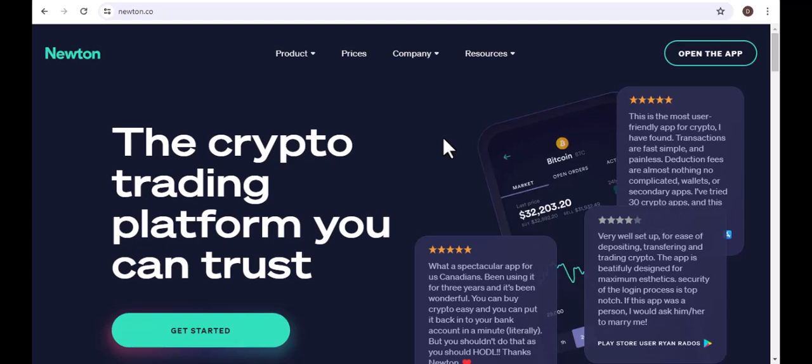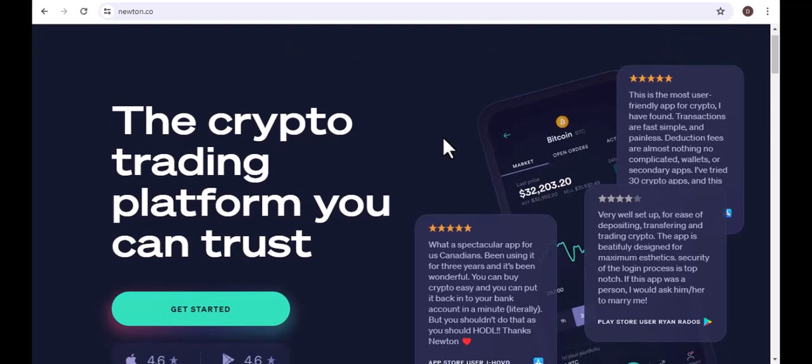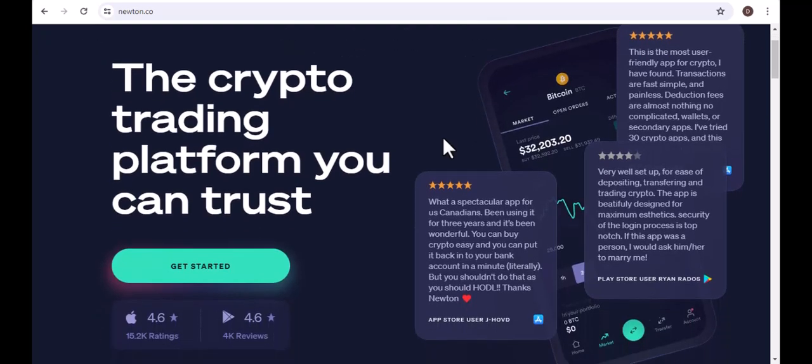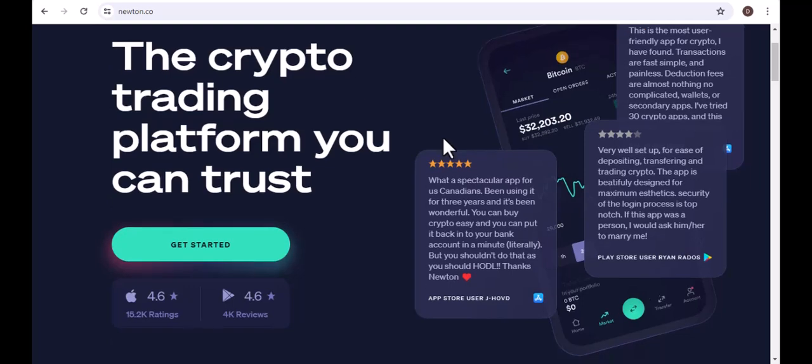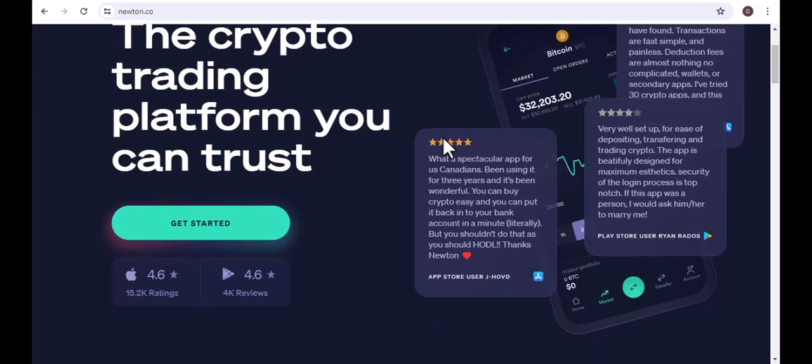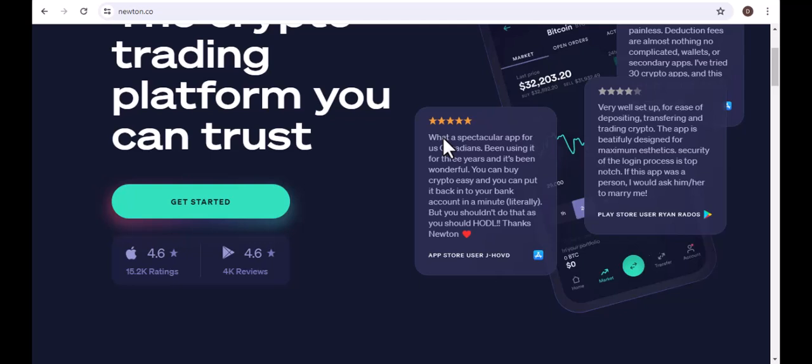Ever found yourself staring at the price of Bitcoin, Ethereum, or maybe even a more niche crypto, wondering how you can get a piece of the action without losing a chunk of your potential gains to fees? You're not alone. The world of cryptocurrency is exciting, full of possibilities, but also a bit of a minefield when it comes to understanding the costs involved.